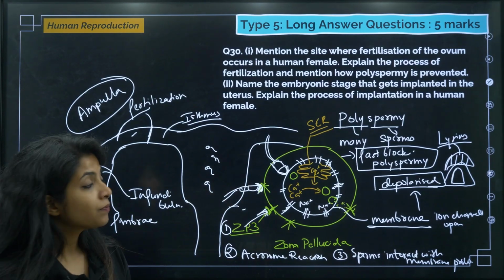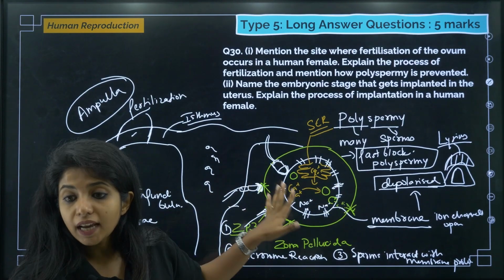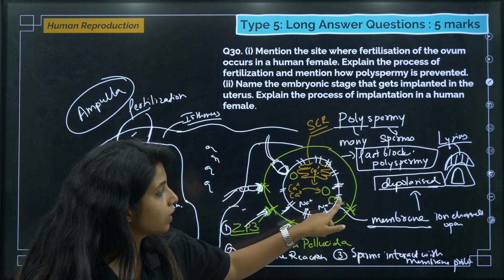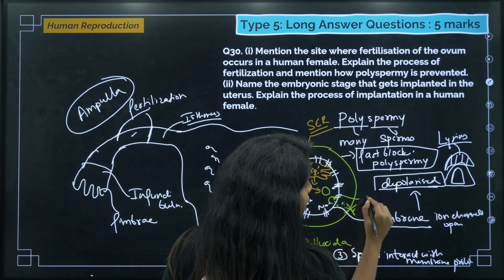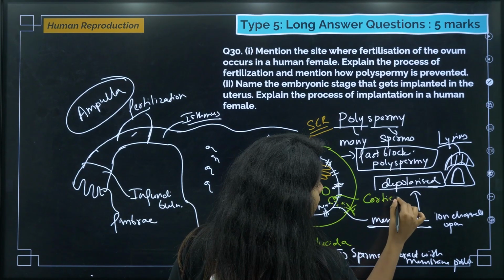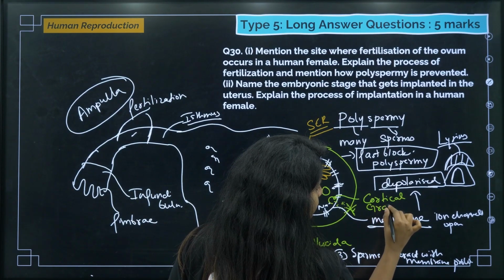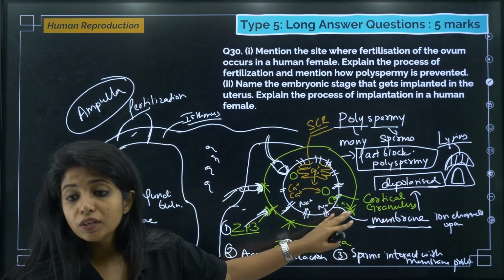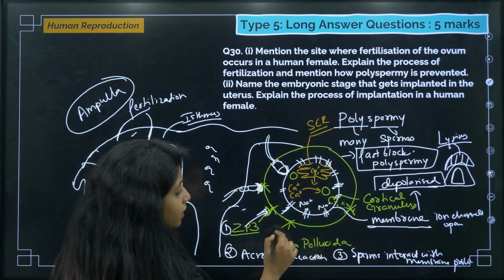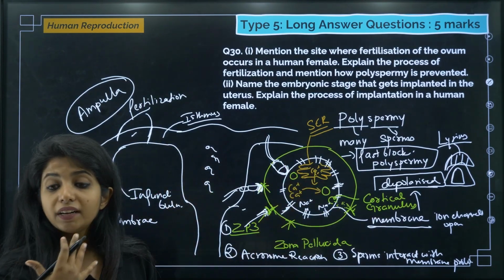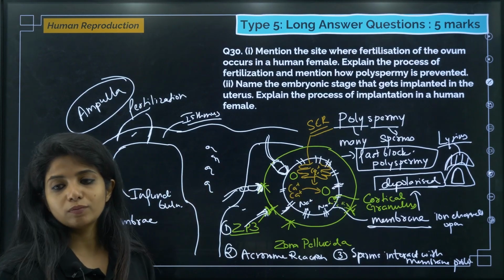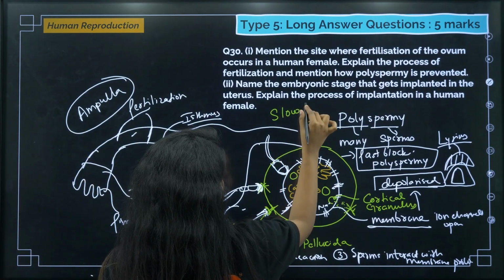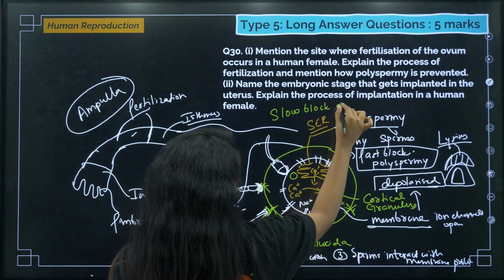What has happened, children? The smooth endoplasmic reticulum had calcium ions. The calcium ions basically told the cortical granules, these granules that you see over here, they are known as cortical granules, to go and fuse with the membrane and release all the enzymes, such that the ZP3 receptors over here can be taken down and no other sperm can get inside. Now this is known as slow block polyspermy.